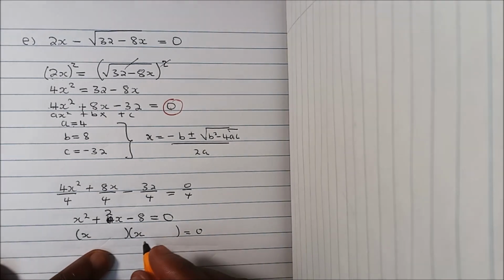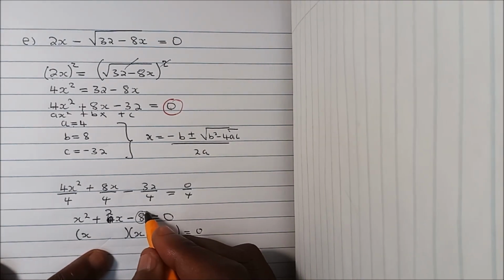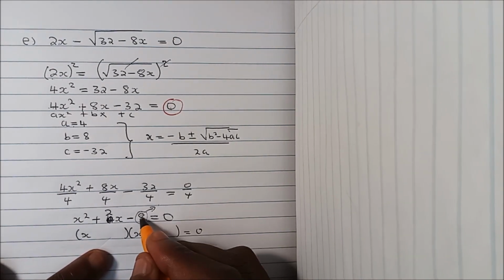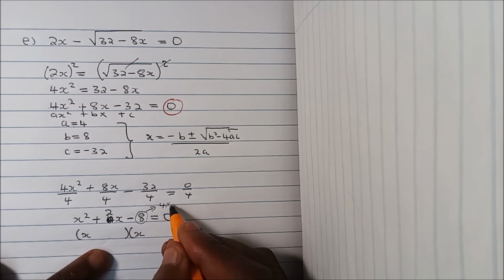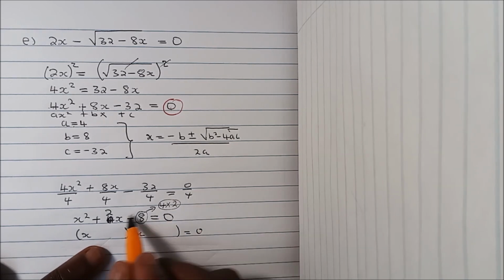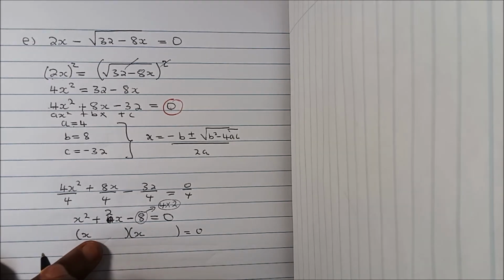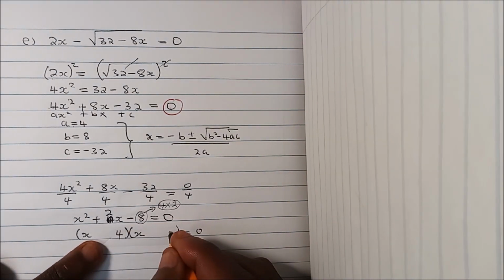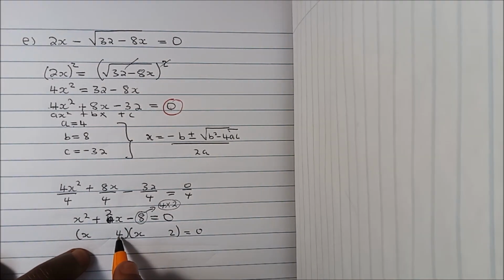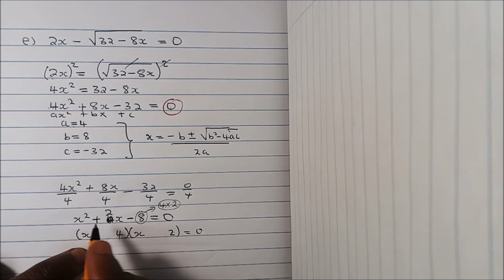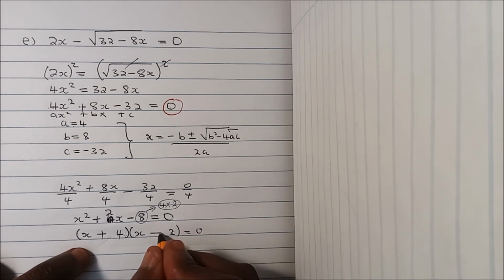Okay, so now two numbers that when you multiply, they give you 8. It's 4 times 2. When you add them or subtract them, will they give you 2? Yes, they will. So your factors are 4 and 2. Which one is big between 4 and 2? It's 4. It will take the sign of the middle sign. So this is going to be plus minus.